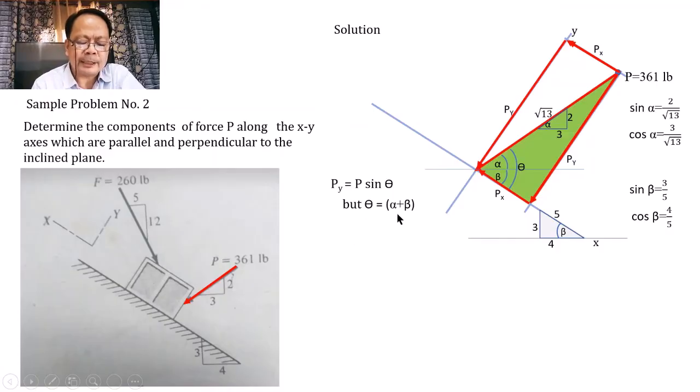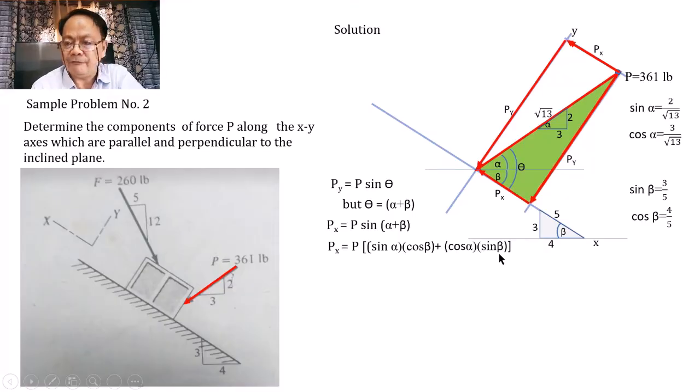Therefore, we can expand this sum of two angles, diba? Therefore, sine of A plus B will be equal to sine of A cosine of B plus cosine of A sine of B, diba? And again, we already have computed all of these terms, which are already indicated here, diba? Kaya, pag kinuha natin yung Py natin, substitute natin yung 361, ano itong ating sine of alpha? You have here 2 over the square root of 13. Itong cosine of beta is 4/5.